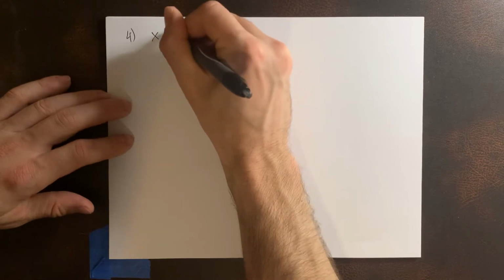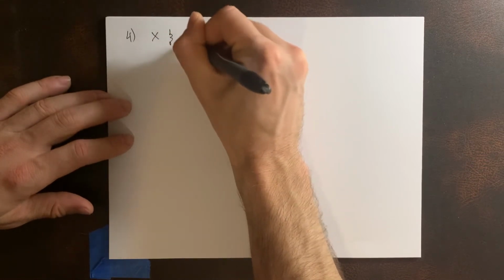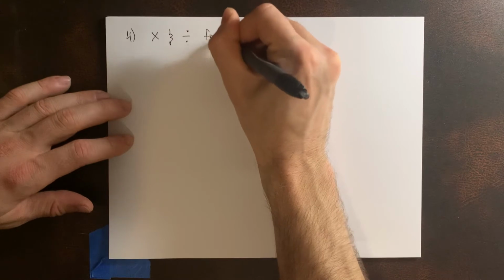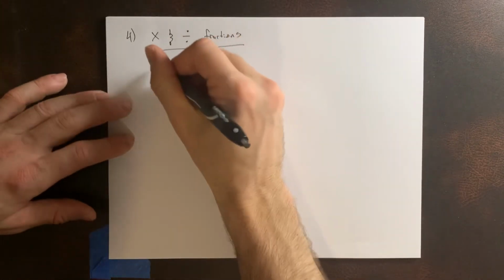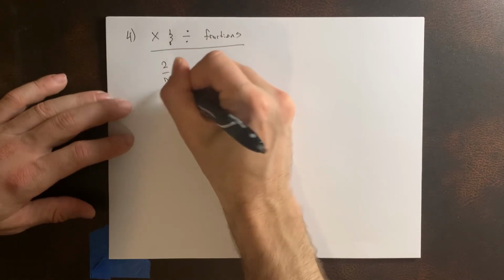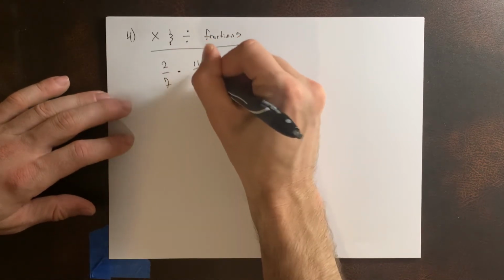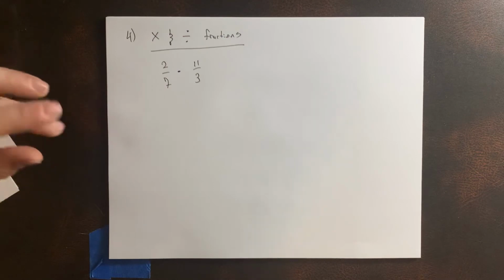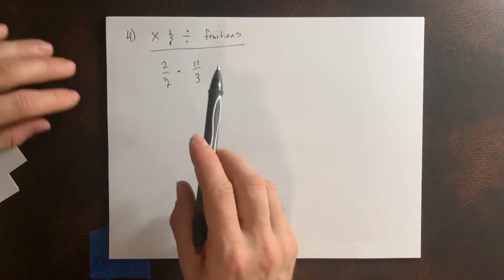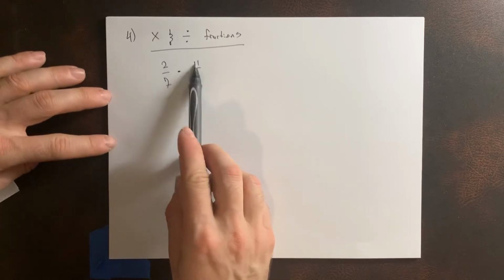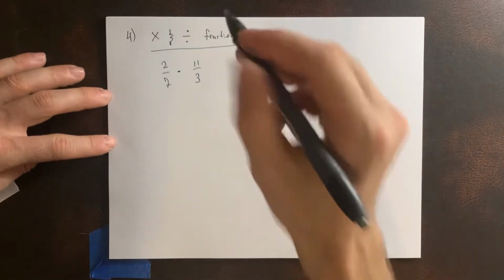So for example here, this is the fourth problem. Let's do multiply and divide fractions. So let's just do something, I don't know, like 2 over 7 times 11 over 3. So just like we said a second ago, when we're multiplying fractions together, it doesn't matter what the bottoms are. Every time all we do is take the tops, multiply them together, and take the bottoms and multiply them together.